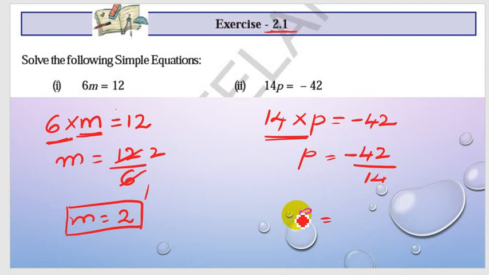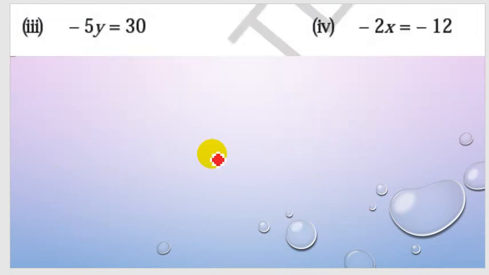So p is equal to, in 14 table 42, 3 times, so p is equal to minus 3. So the value of p is minus 3, right? These are nothing but the simple equations which we are solving now. These are nothing but the basics. If you are good at basics, then obviously you are going to do anything simply, right?